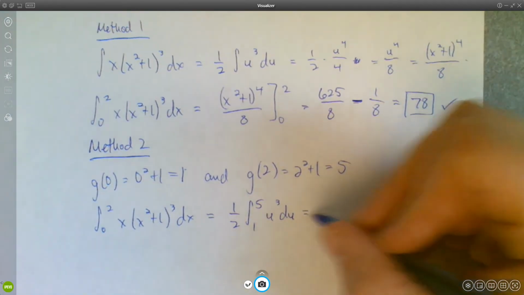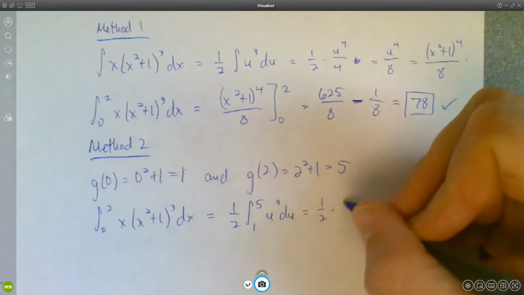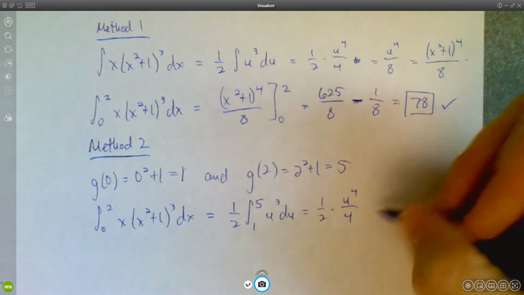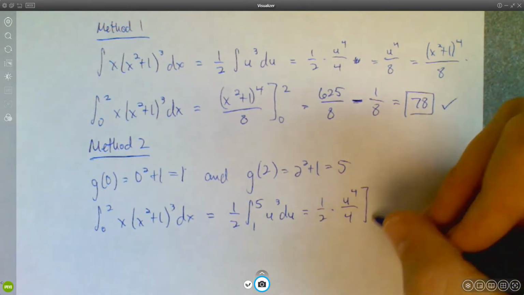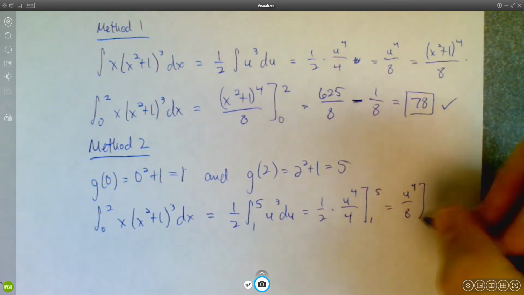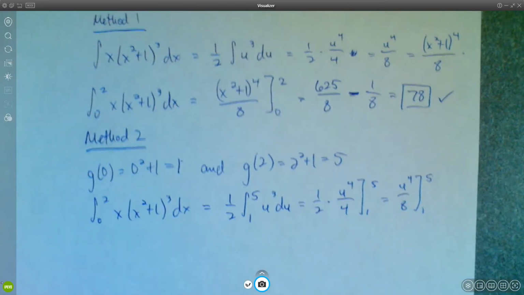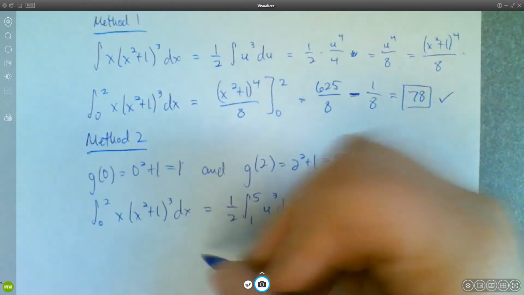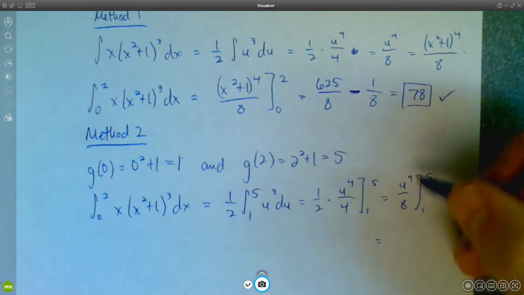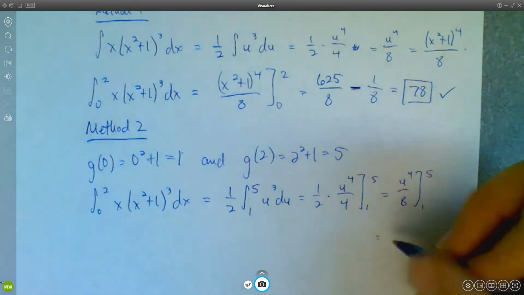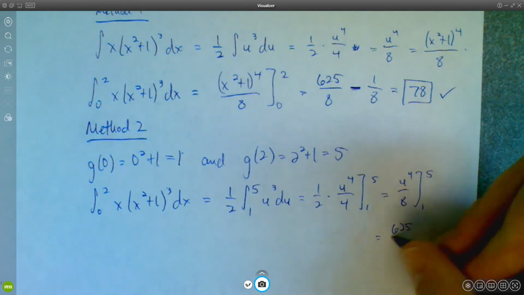Right? And so that comes out to 1/2 times u to the 4th over 4. And I'll evaluate it from 1 to 5. So I'll call that u to the 4th over 8, evaluated from 1 to 5. And sure enough, if I plug in 5, now I'm back to where I was before. If I plug in 5, I get 5 to the 4th, which is 625. I know because I just did it.